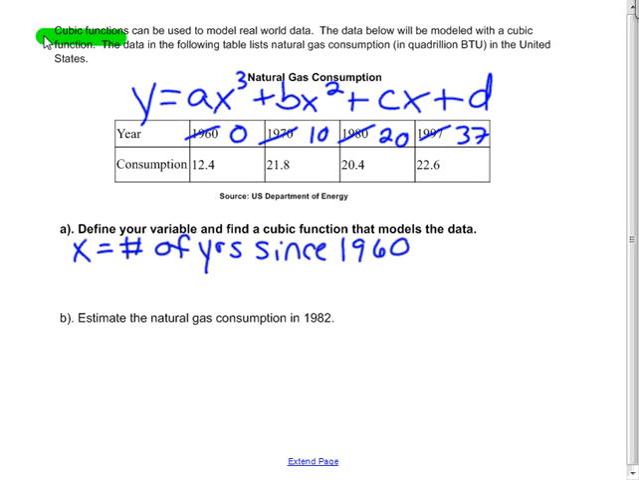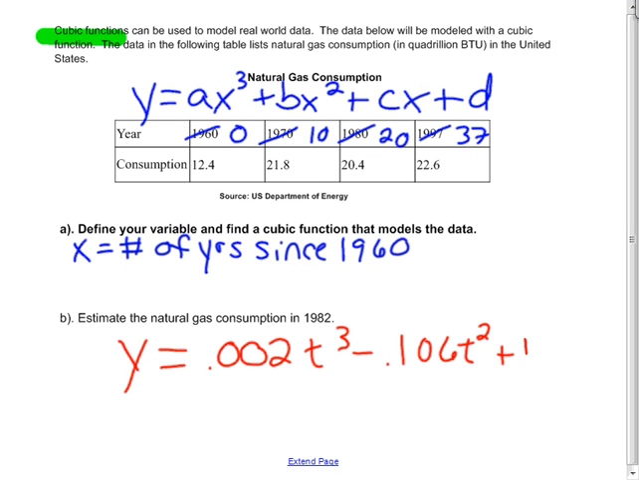If you go through this and you do this in your calculator, you're going to get a system, again, of 4 equations with 4 unknowns. Your answer to this is going to be y equals 0.002 t cubed minus 0.106 t squared plus 1.826 t plus 12.4. So you can go ahead and check your work, make sure that you can do this, because you are responsible for knowing how to do cubics as well. Cubics follow directly, though, from your quadratics.